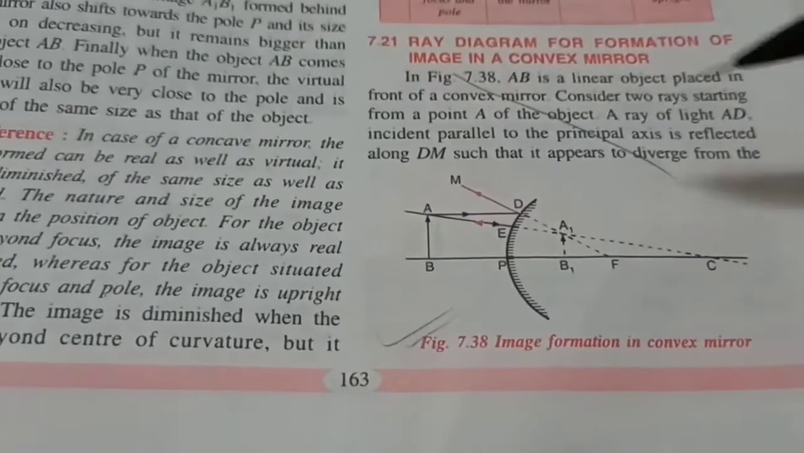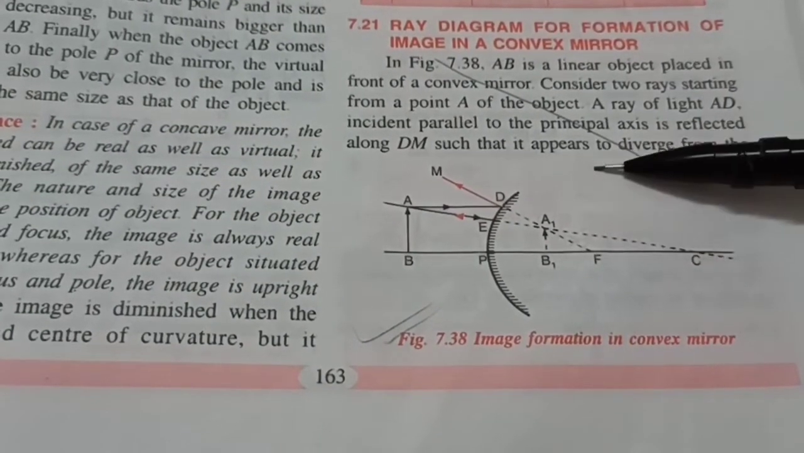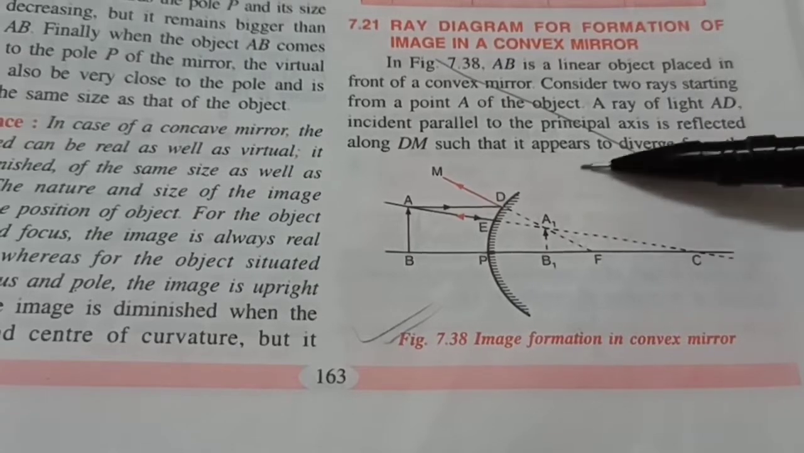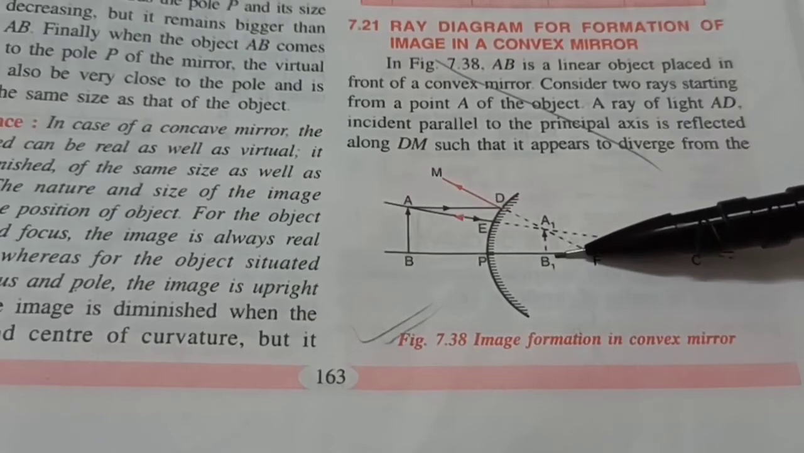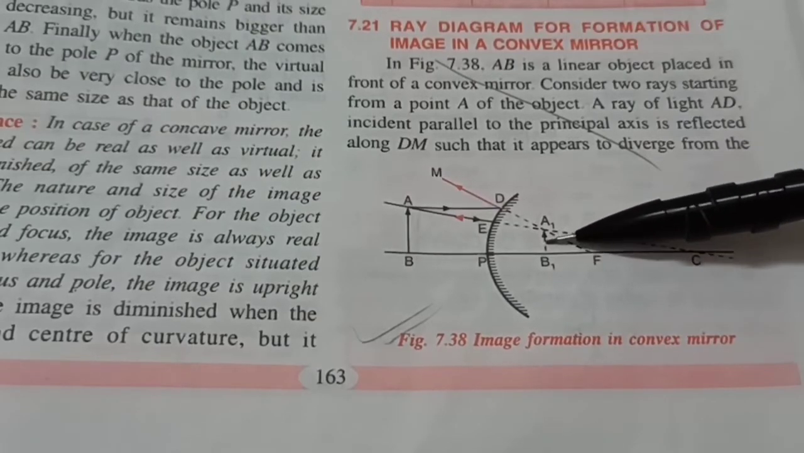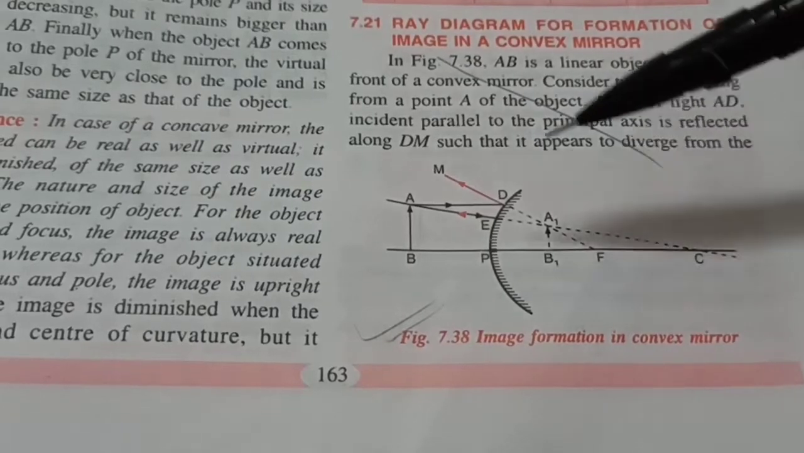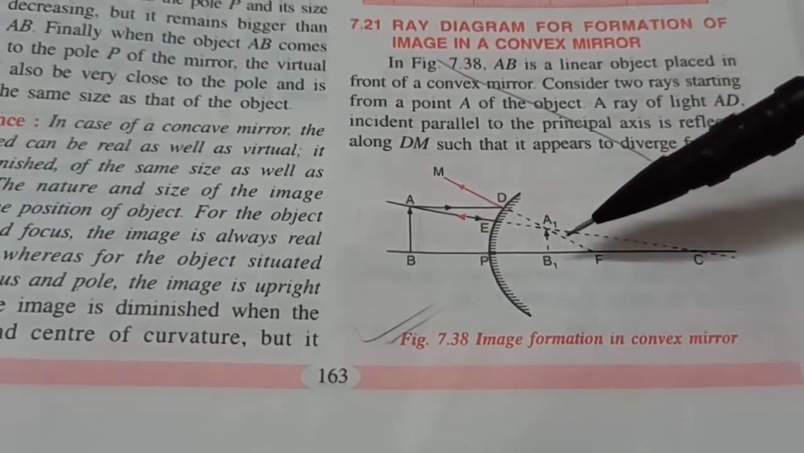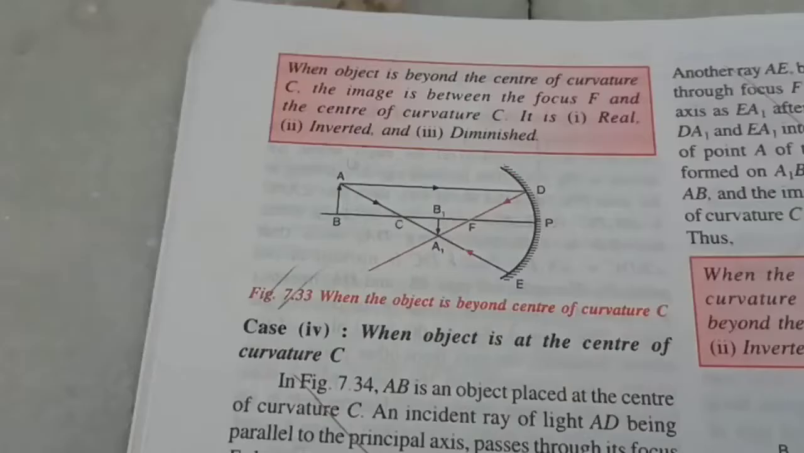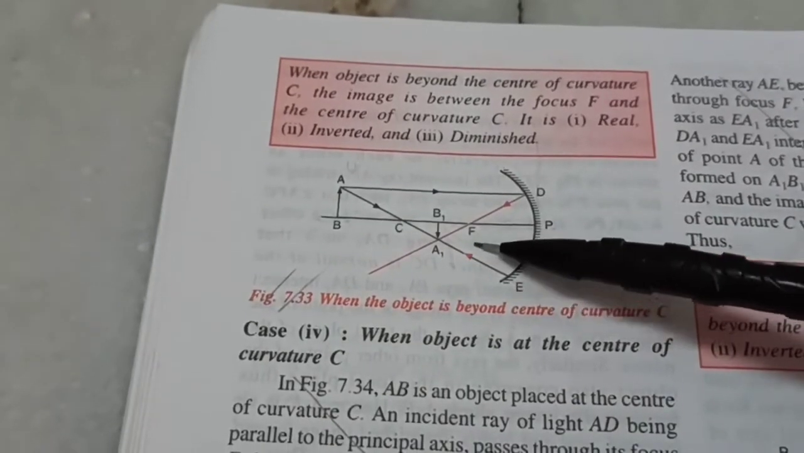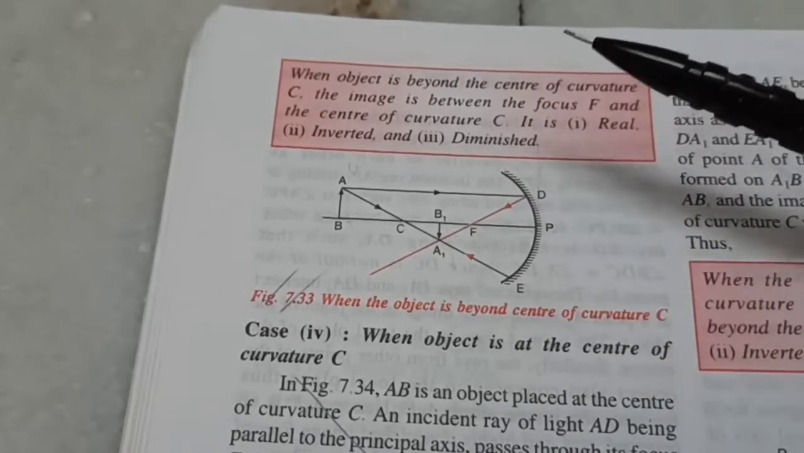So in case of convex mirror, magnification is always less than 1. Let's say 0.5, 0.9, which means that the image, 0.9 means image is 0.9 centimeters if the object is 1 centimeter long. But note that here it will be plus 0.9, whereas here it could be minus 0.9. The minus sign simply means it is inverted.